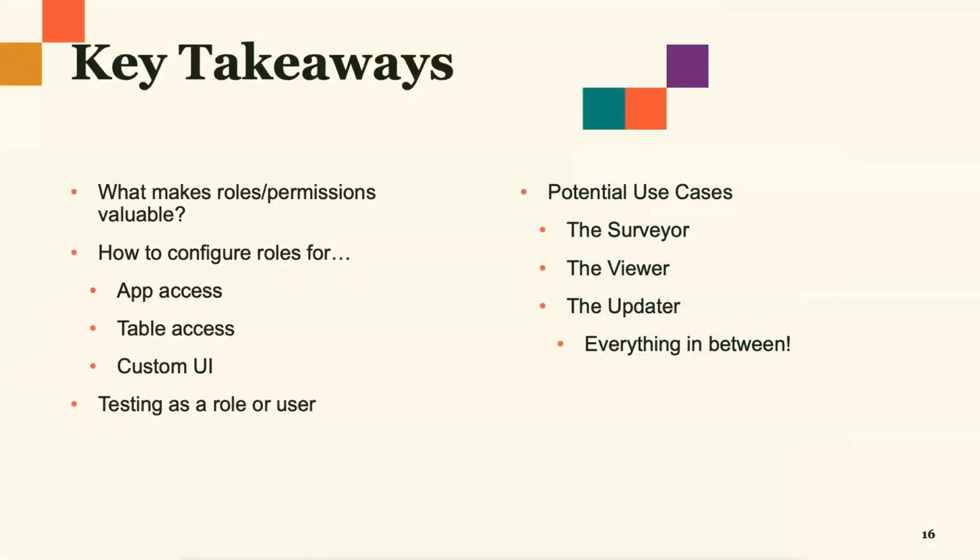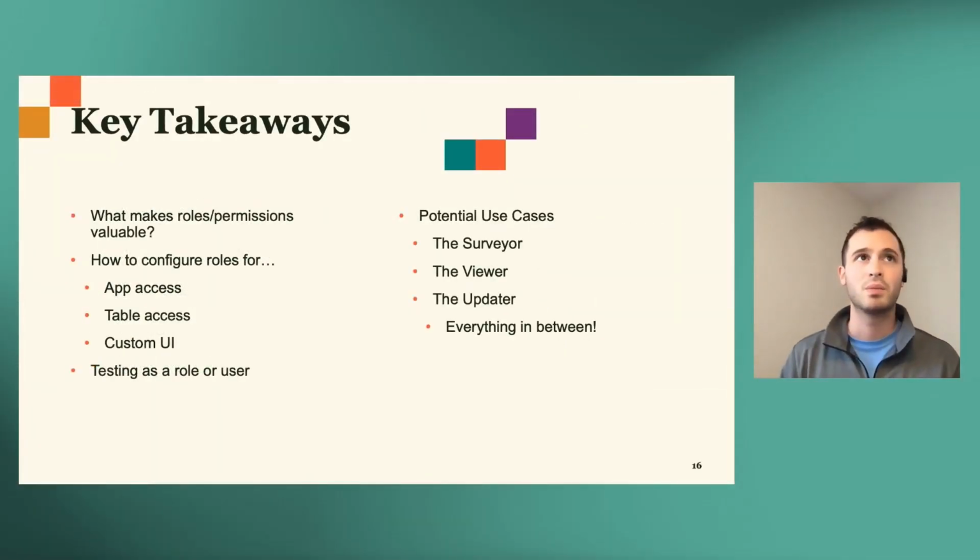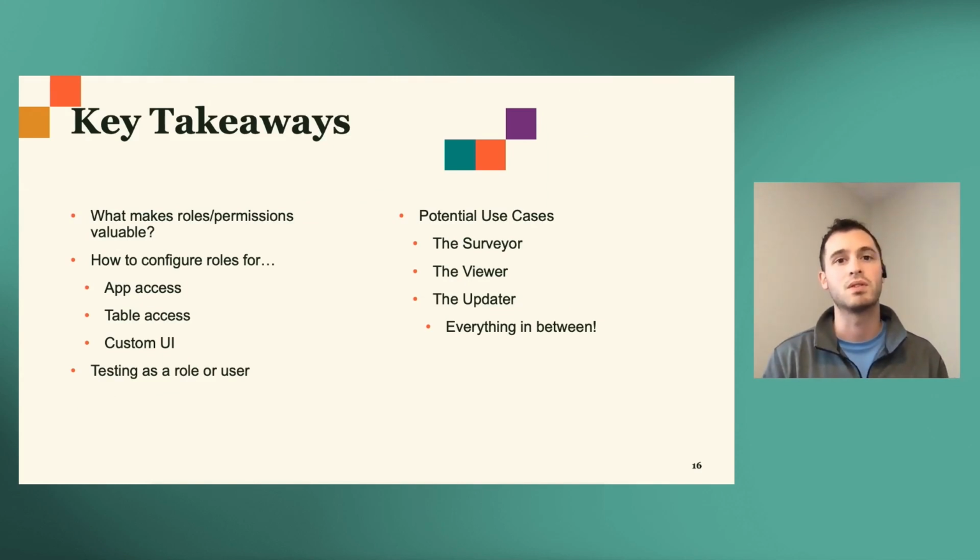Okay, so let's just cover our key takeaways once again. We now have an understanding of what makes roles and permissions so valuable. We were able to configure roles and understand app access, table access, custom UI, and then putting that all together when you're testing as a role or a user, making sure that the role ended up the way that you intended it to. Additionally, we covered a few different potential use cases, what I'm calling the surveyor, the viewer, the updater, and really every flavor in between.